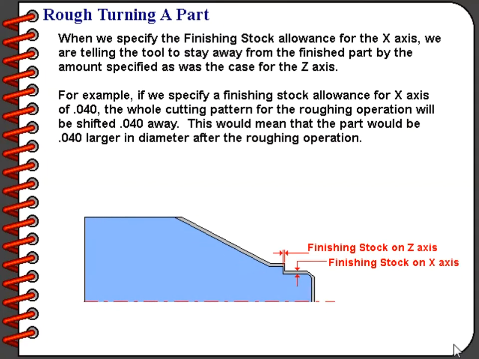When we specify the finishing stock allowance for the x-axis, we are telling the tool to stay away from the finished part by the amount specified, as was the case for z-axis. For example, if we specify a finishing stock allowance for x-axis of 40 thousandths of an inch, the whole cutting pattern for the roughing operation will be shifted 40 thousandths of an inch away. This would mean the part would be 40 thousandths of an inch larger in diameter after the roughing operation is complete.